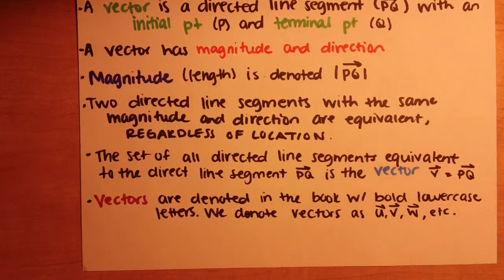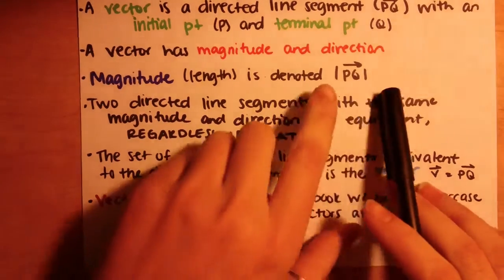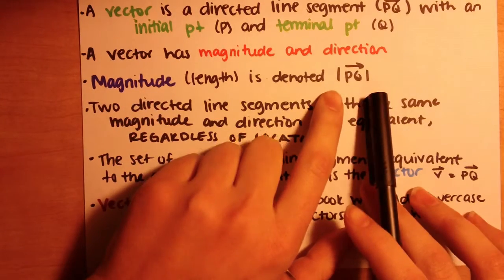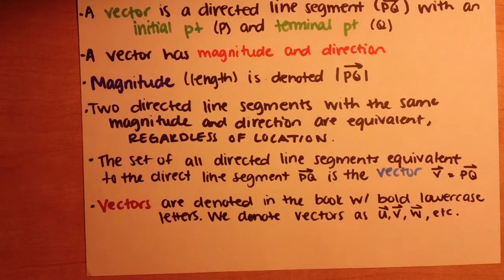These are some important terms. A vector has a magnitude and a direction. It must have both to be a vector. The magnitude is the length of the vector and is denoted by |PQ|, which looks very similar to little absolute value signs with an arrow over top.